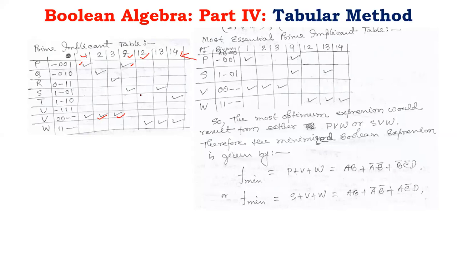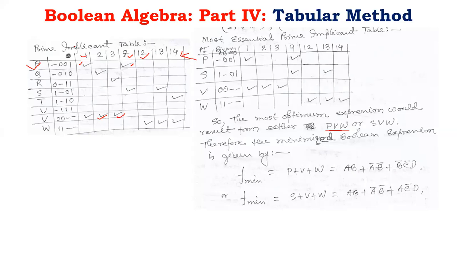Please see in the prime implicant table. If we take P, then we will get 1 and 9. If we take V, then we will get 2 and 3. And if we take W, W is the essential prime implicant for this single tick. So W should be covered. Then W is 12, 13 and 14. So if we take P, V, W, then we cover all the min terms.